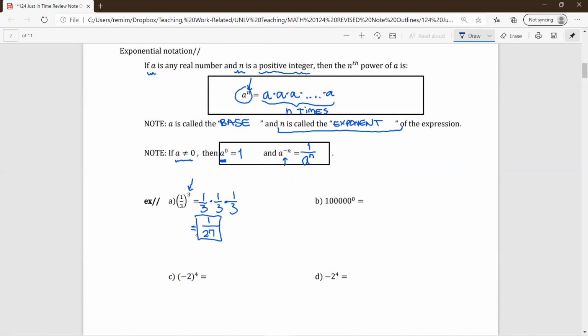And then part B to the right, what's the base? The base is this number, 100,000. The exponent is the number 0. So that's that rule in the box: a to the 0 is equal to 1. So here we have 100,000 to the 0 power. That's just going to equal the number 1.